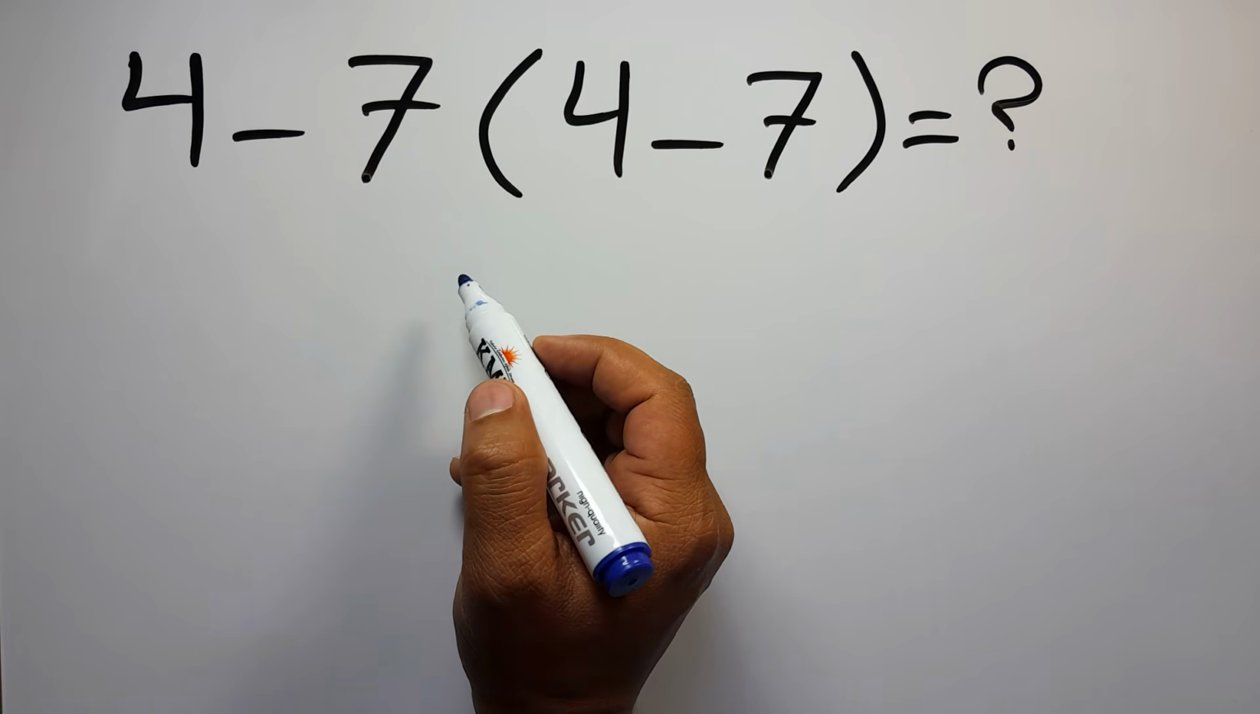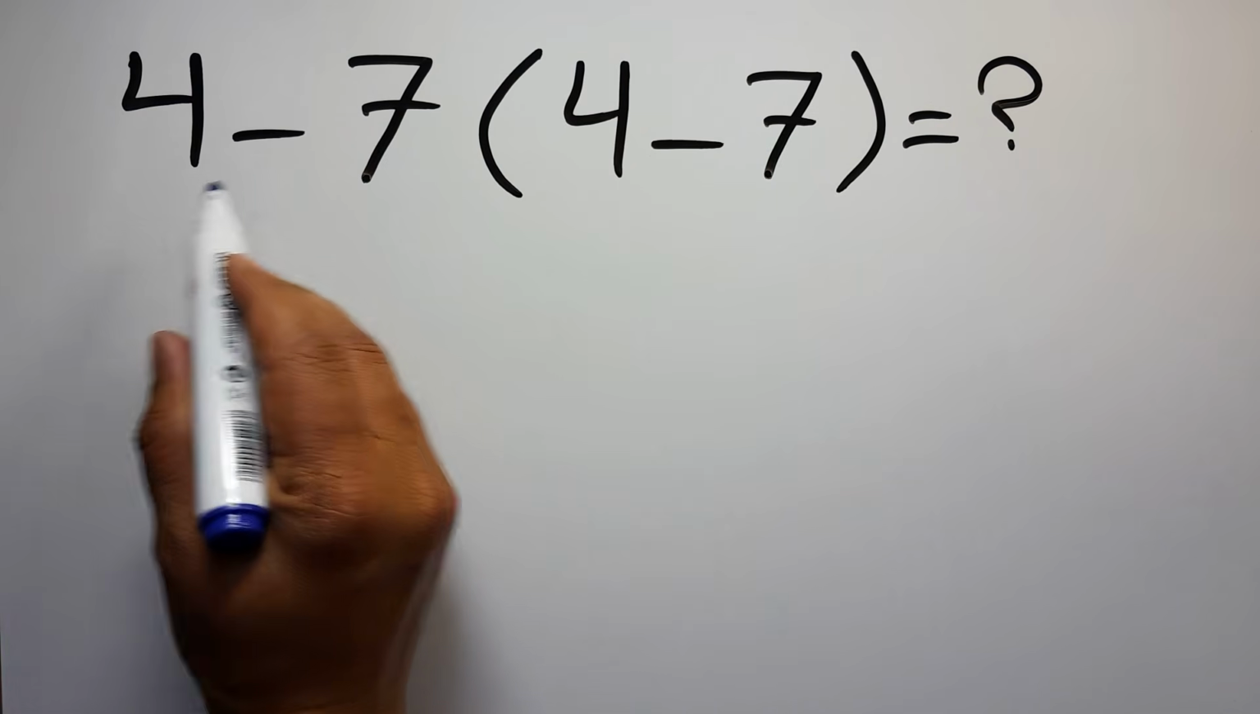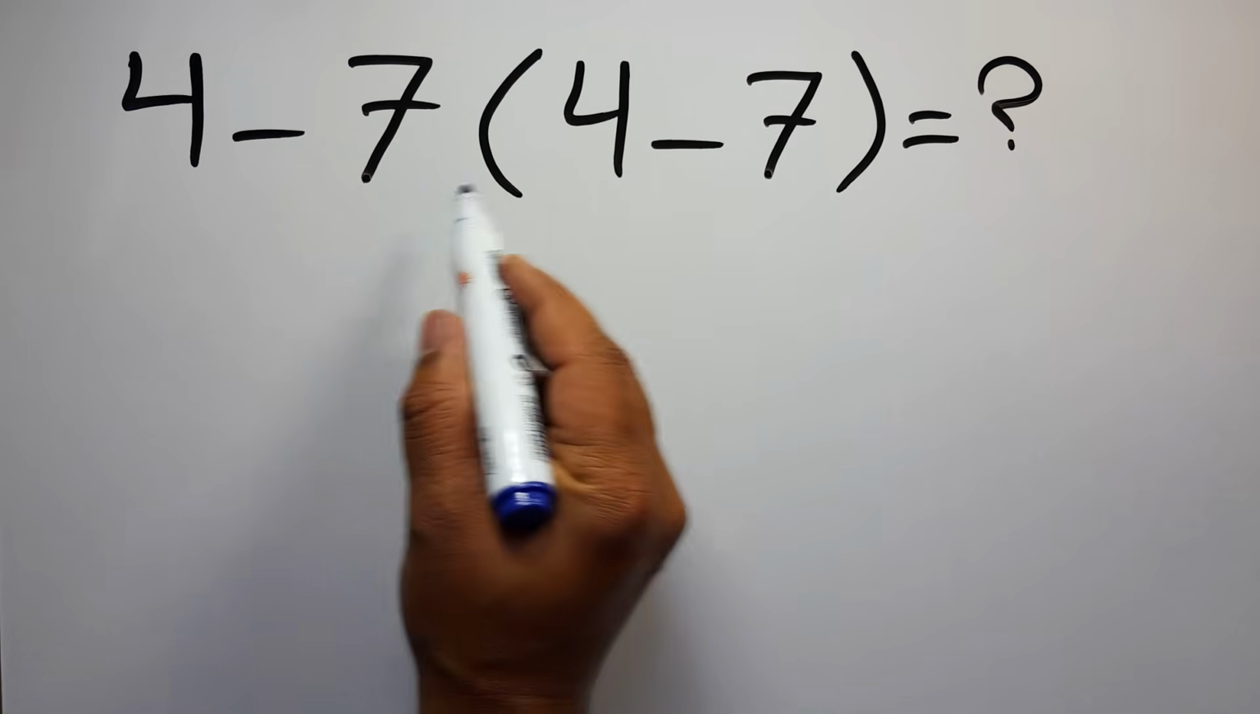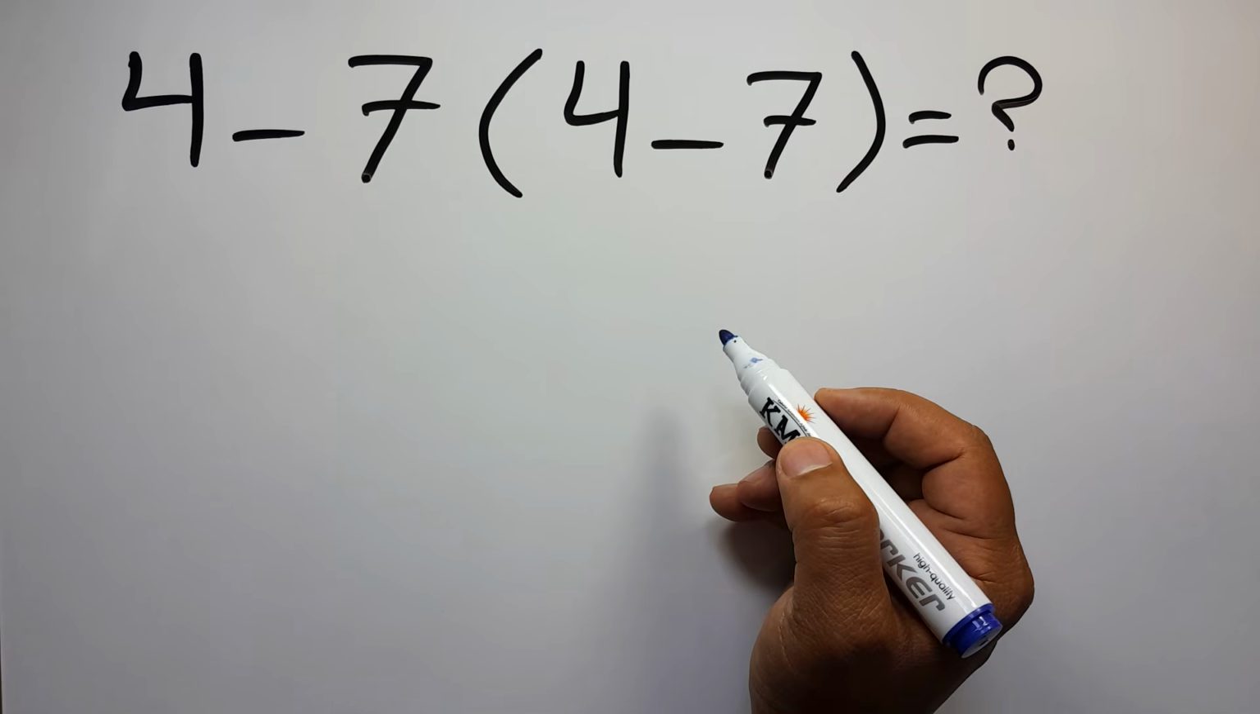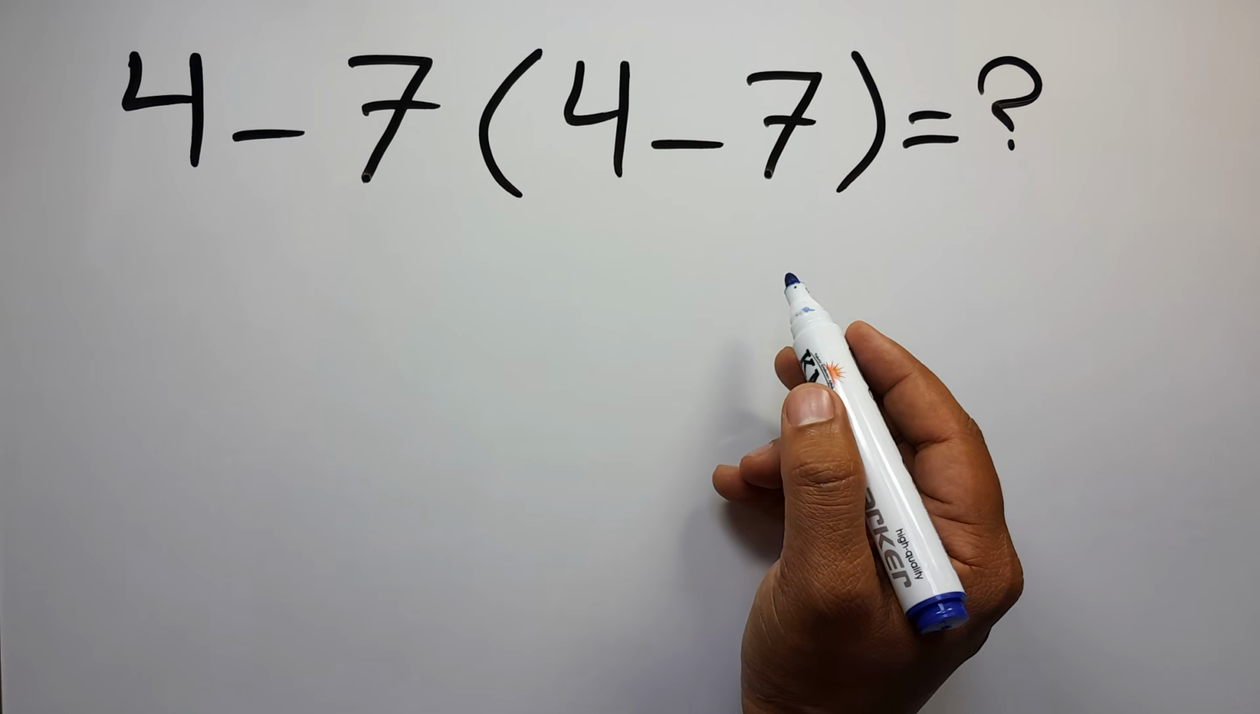In this video, we want to find the value of this expression: 4 minus 7 times 4 minus 7. Are you ready to solve? Let's go and get started.